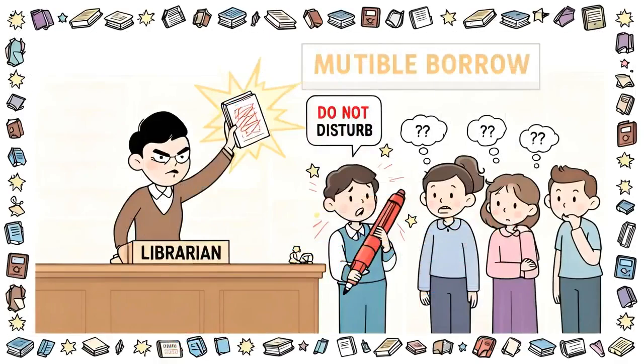Think of it like a library book. There is exactly one copy of the book on the shelf. If you check it out to mark it up with a pen, a mutable borrow, you are the only reader allowed to have it. Nobody else can even look at it while you are editing. The librarian will not hand out any other reference to that book until you return it.